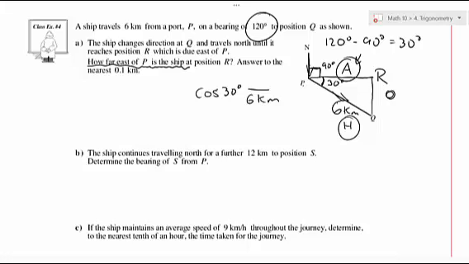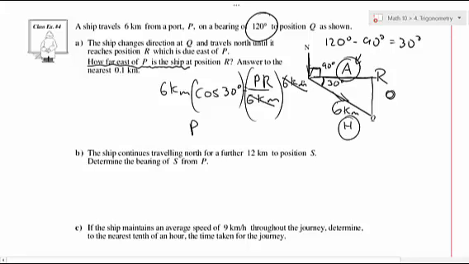Okay, we're back. So cos 30 equals something over 6, and that is this line here, PR. We know that we can multiply both sides by 6. And so these cancel out. And so now we have side PR equals 6 kilometers times cosine 30 degrees.